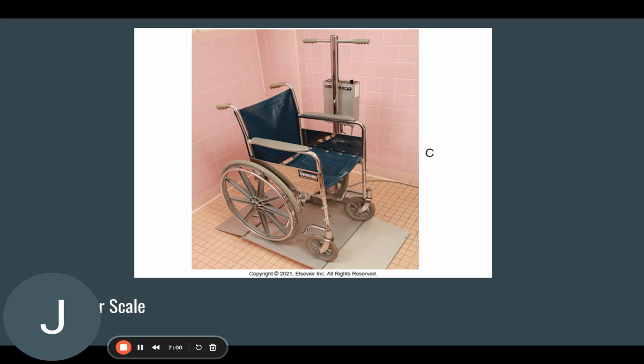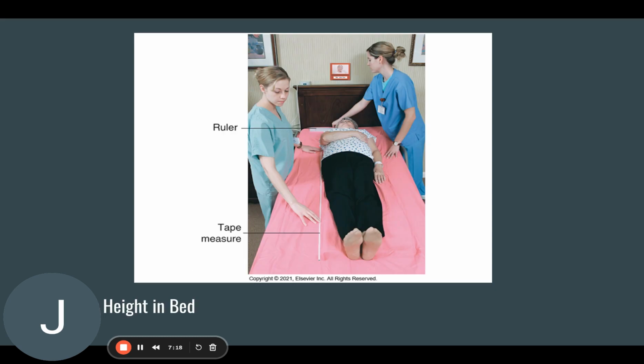So you weigh the person in their wheelchair. And oftentimes there is a marking on the wheelchair that says how many pounds the wheelchair is. So you would weigh the patient in their wheelchair and then subtract the amount of weight for the wheelchair by itself. And that's how you get the weight of your patient. To measure a patient's height in bed, you use a tape measure and a ruler, and you have them lying supine.